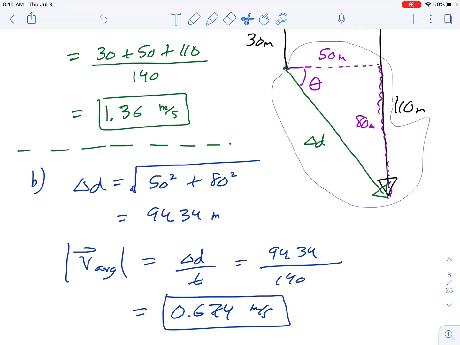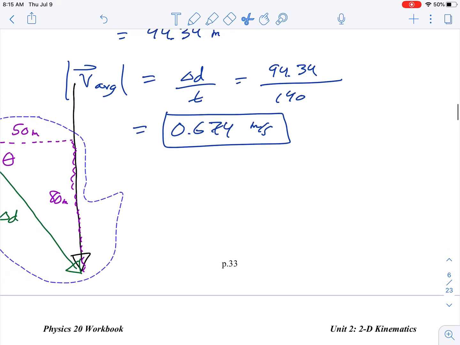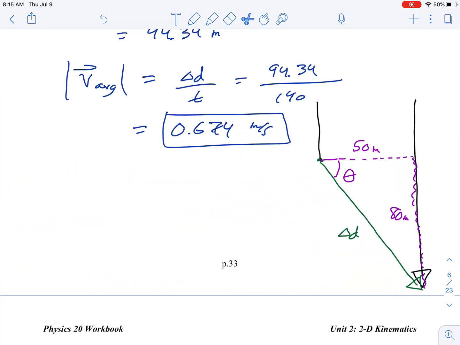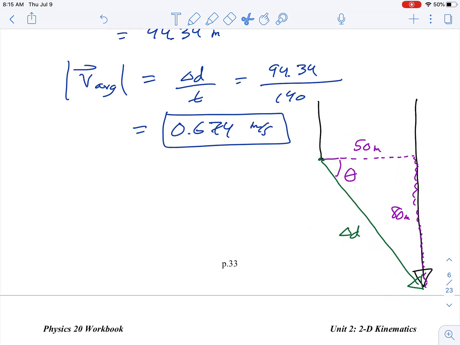I'm just going to copy this and do the direction down here at the bottom. It's more than I expected there. Okay, fair enough. That's good enough.